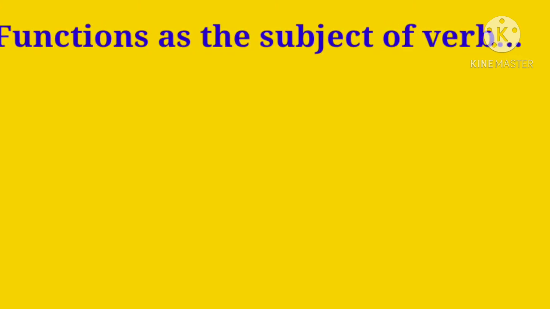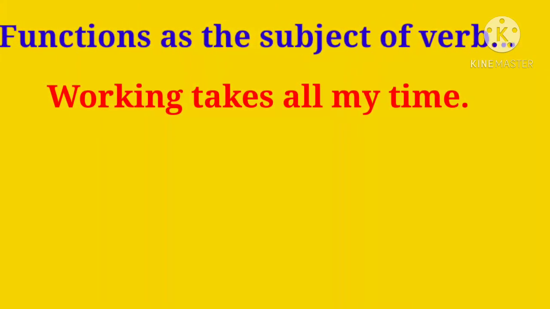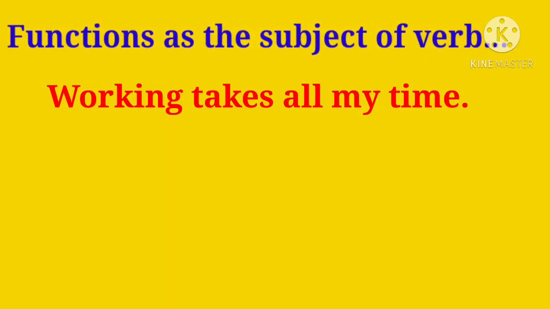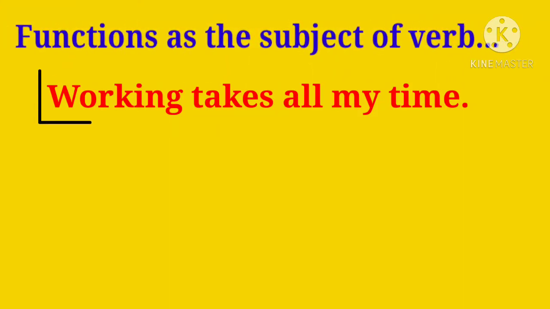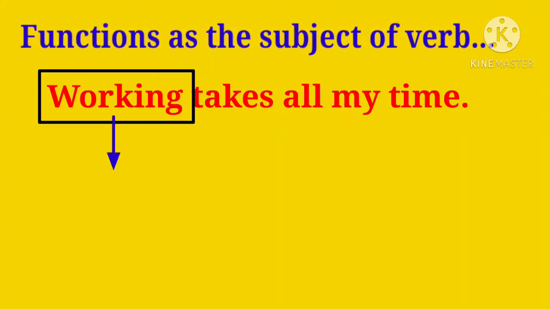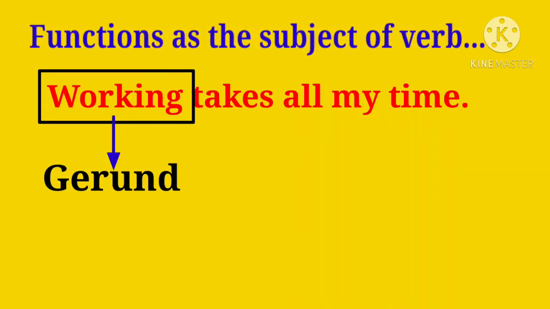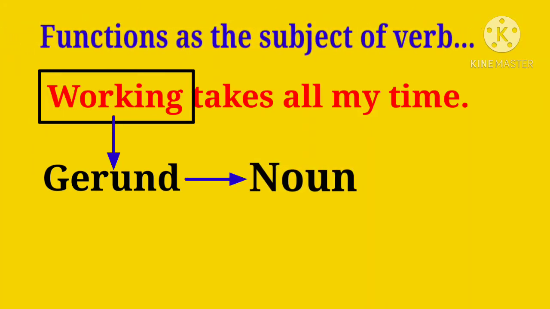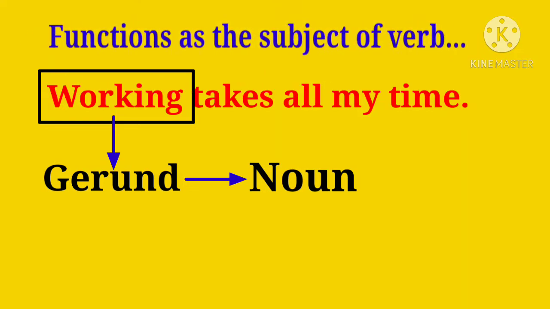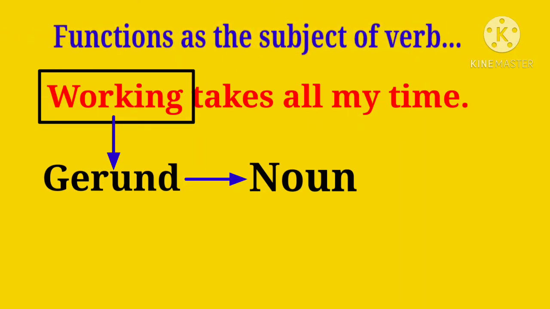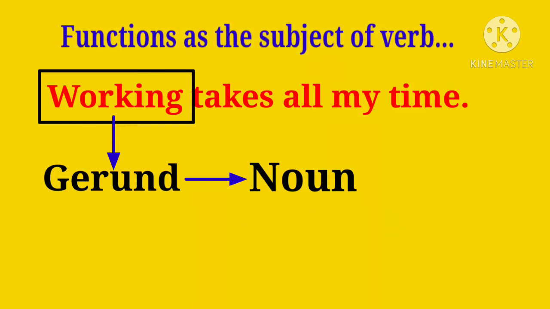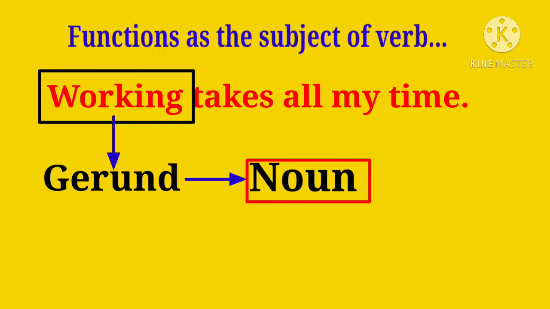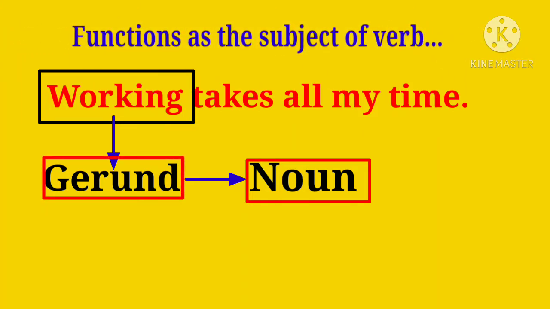I read the example, working takes all my time. Now in this sentence, if you look at the word working, so working is gerund in this sentence and it is functioning as a noun in this sentence. So when the verb form along with ing functions as noun in the sentence, it is called as a gerund in the grammar.